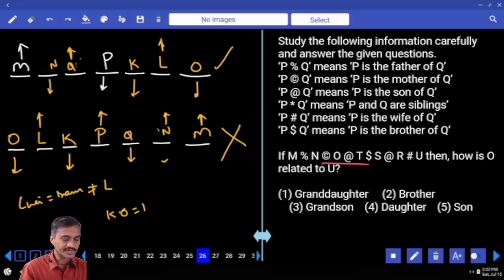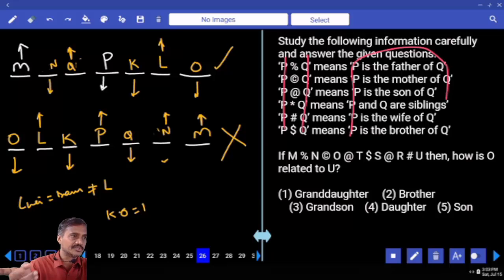As 26 to 28, and they are based on condition-based blood relations. Now in this condition-based blood relation, we should always check these elements, P and Q, and whether the description is talking from P to Q rather than Q to P.